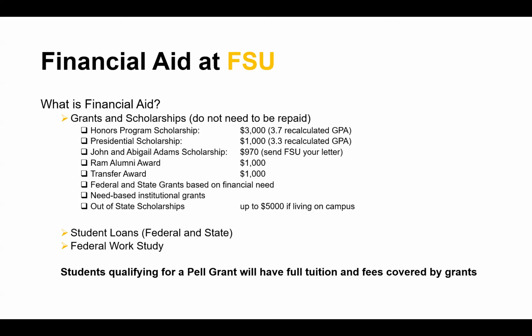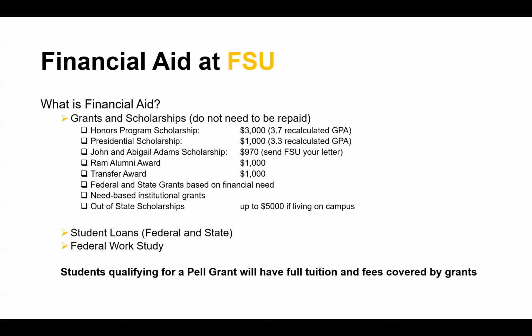And then there is an out-of-state scholarship. This is also determined by admissions. Sorry, forgot to mention this earlier. So the out-of-state scholarship is up to $5,000 if living on campus. So it's $2,500 towards tuition and $2,500 towards room and board.